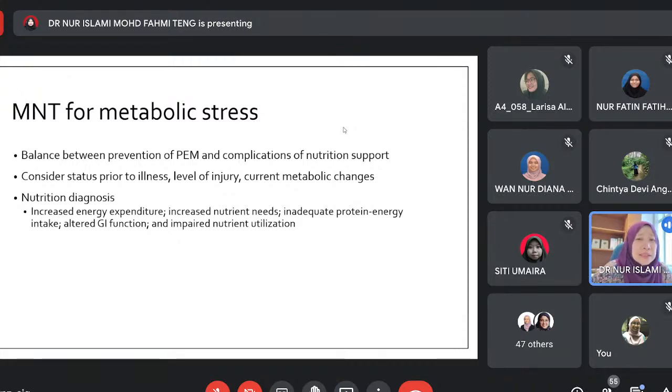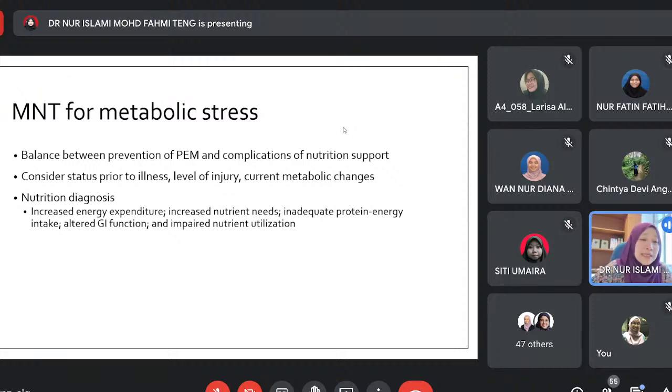So we have to consider the status prior to illness, level of injury, and also current metabolic changes. Consider status prior to illness. So we need to assess their medical history. We need to assess prior to the surgery what is the pre-operative state, nutritional status of the patient.